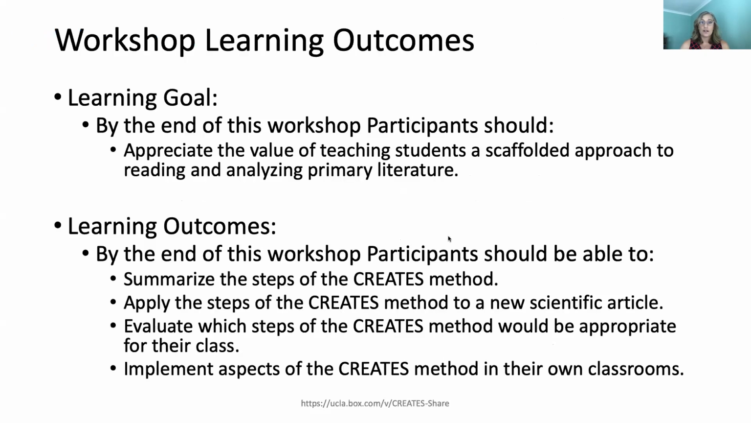So our learning outcomes for today are to understand what the whole approach is and appreciate the value of incorporating primary literature into your teaching. And by the end of this, you should be able to know what the steps of the process are and apply them to an article and figure out which steps might be most appropriate for you to use in your own classrooms.